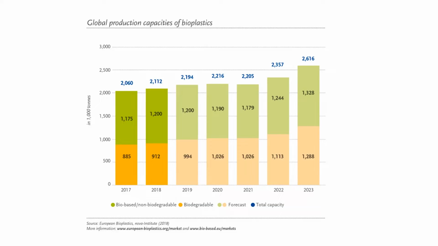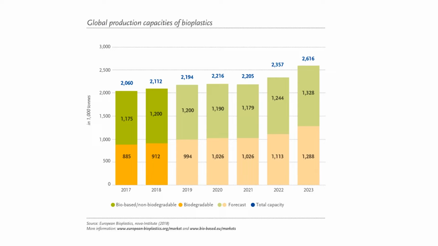So this next slide shows the global production of bioplastics. And as you can see, it's looking good. It's a slightly upward trend. So the industry itself is expecting slightly more global production of bioplastics.